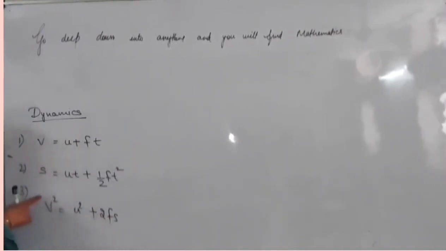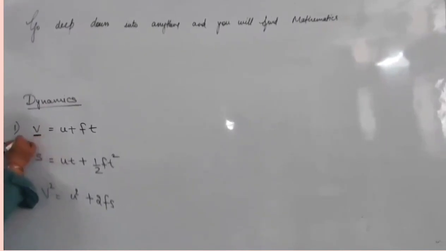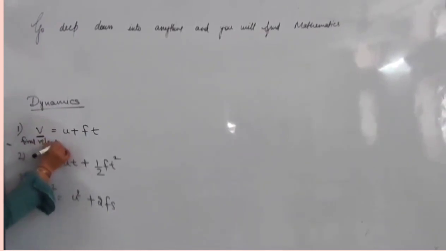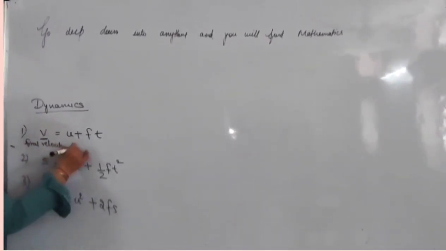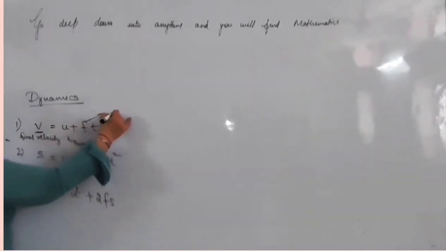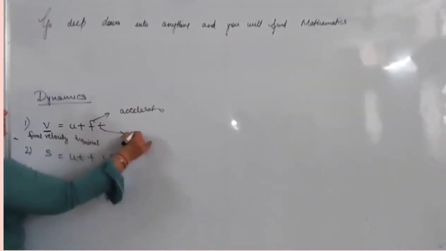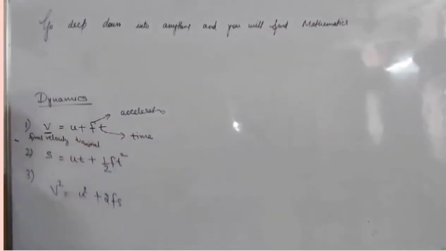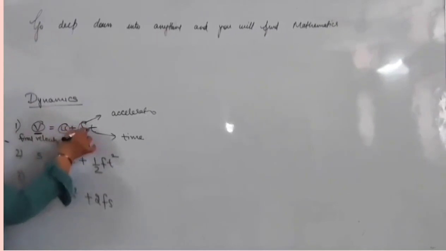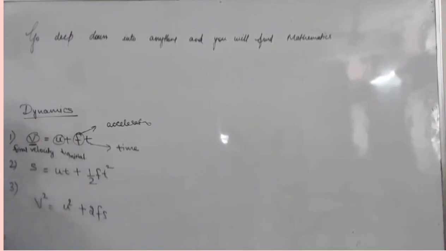Now the notations that are used in these formulas are, here we have used V. V means final velocity. U here is the initial velocity of the particle. F represents acceleration. T represents the time taken by the particle to reach the destination. So we have these notations. Now we will prove these three formulas.